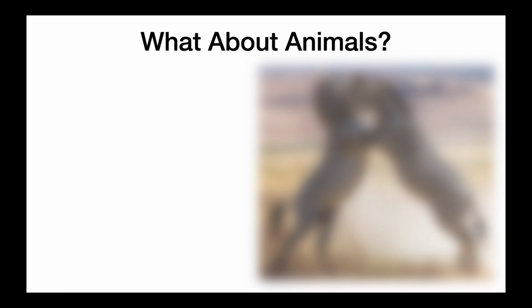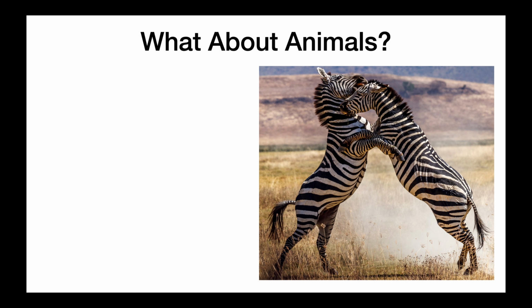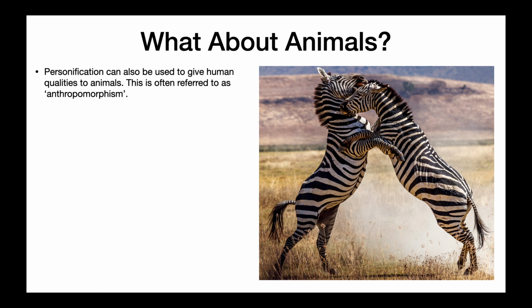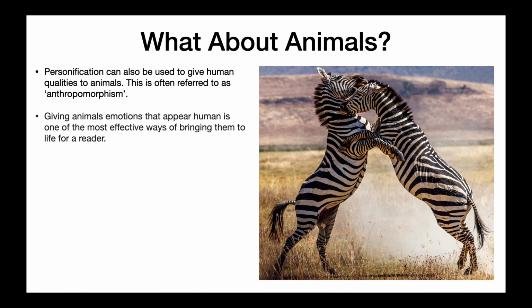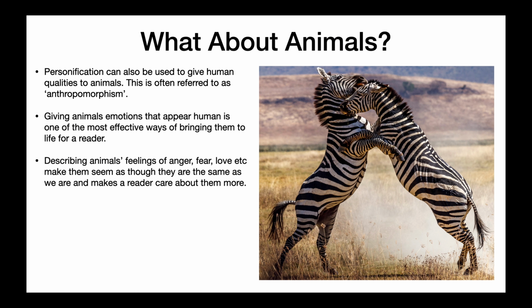Now, animals occupy an interesting aspect within personification. It can also be used to give human qualities to them, however this is more often referred to as anthropomorphism. Giving animals emotions that appear human is one of the more effective ways of bringing them to life for a reader. Describing animals' feelings of anger, fear, love, etc. make them seem as though they are the same as we are and makes a reader care about them more.